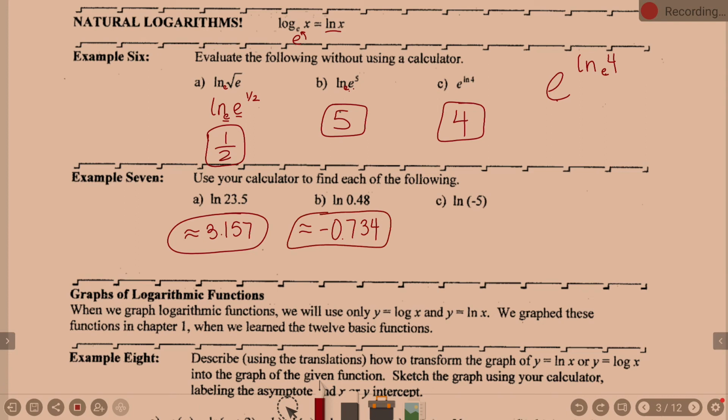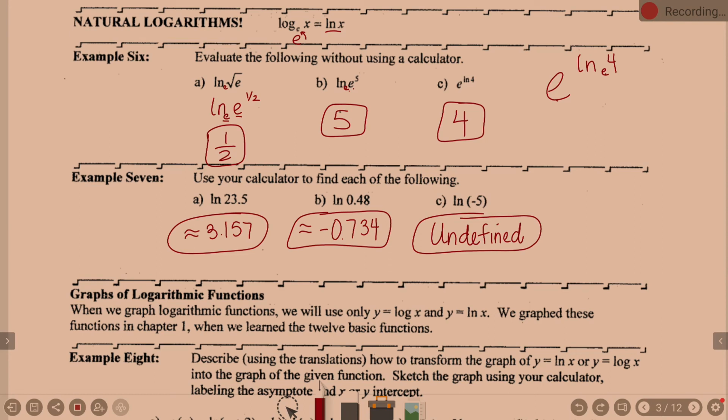And I would encourage you to try C in your brain without your calculator. Natural log of a negative? Undefined. You can't do it. Your calculator is going to say error, non-real answer, or error of some sort. But you can't take the log or natural log of a negative value. Logs do not exist for negative values. And so the answer I put yesterday was undefined.